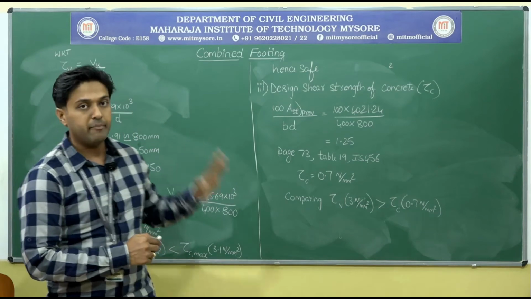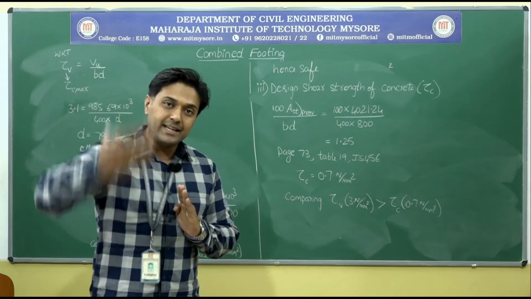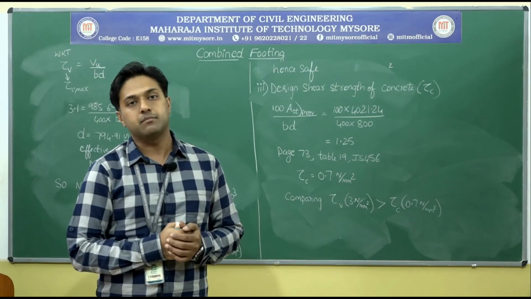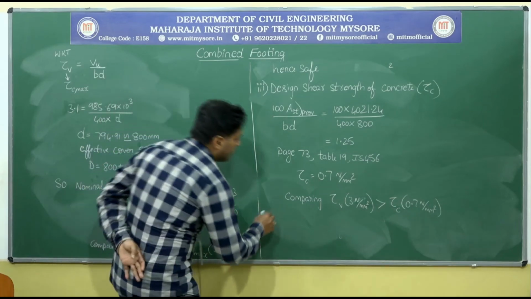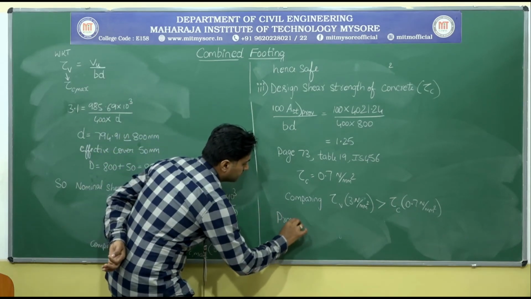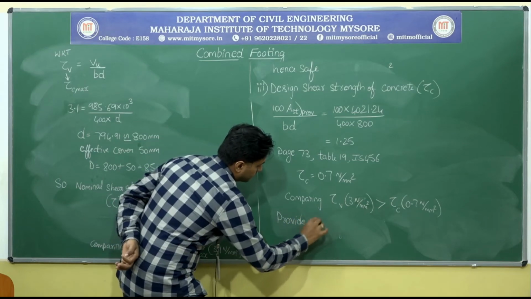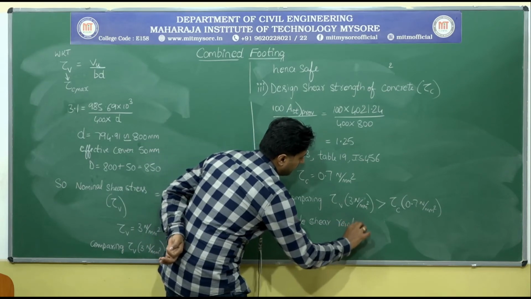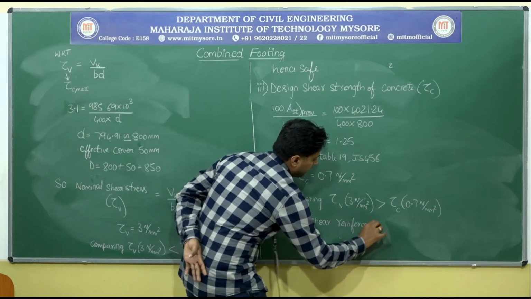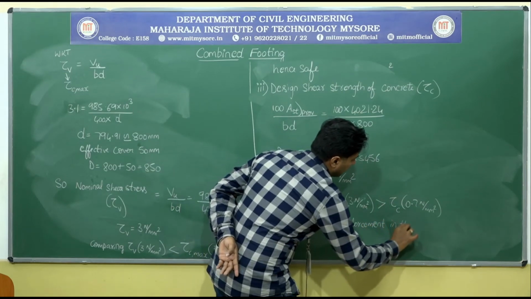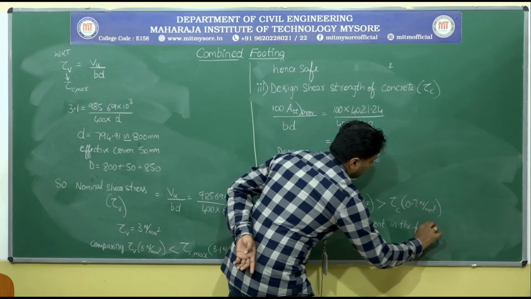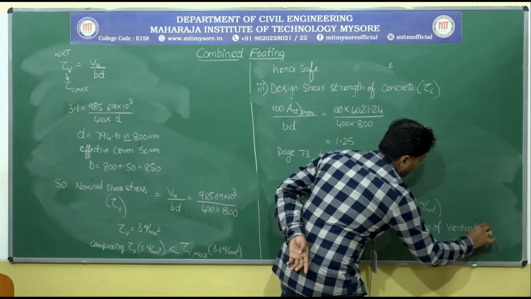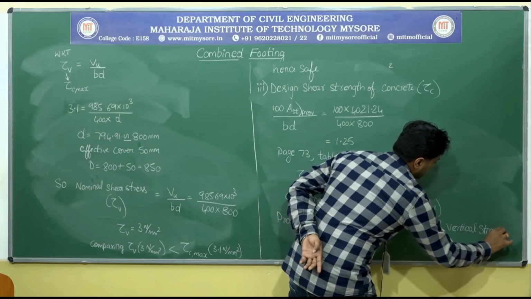So now I think you people remember, okay, when tau V exceeds tau C, we need to provide the shear reinforcement in the form of vertical stirrups. Yes or no? So now provide shear reinforcement in the form of vertical stirrups.